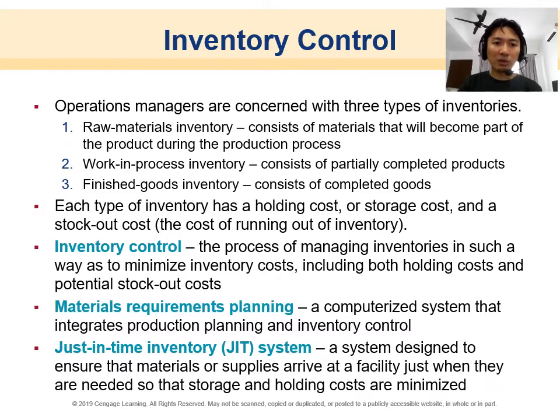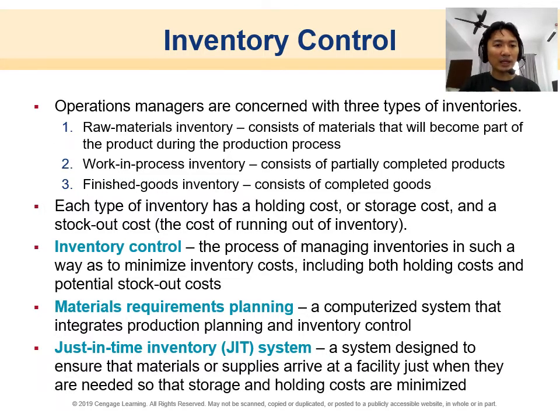So because of this, normally we use some methods to help with inventory control. One of the most sophisticated methods for inventory control used today is material requirement planning. Material requirement planning, also known as MRP, is actually a computerized system. It integrates production planning and also integrates with inventory control. So if a manager uses this MRP system, they can actually arrange both orders and delivery schedules so that the materials, parts and supplies all arrive when they are needed.